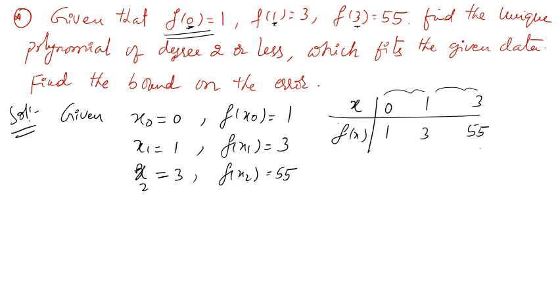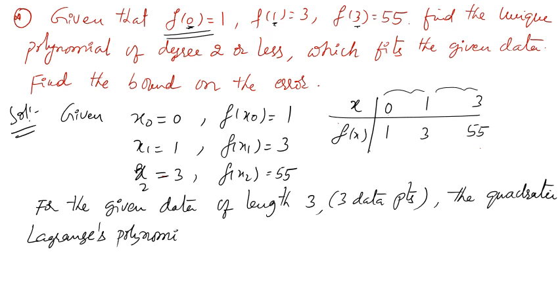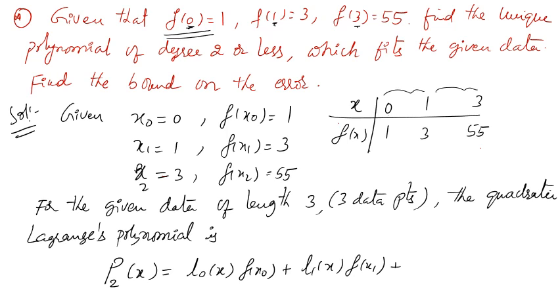Now what is the Lagrange's polynomial for the given data of length 3? What does length 3 mean? 3 data points are given, nothing but x0, f0, x1, f1, x2, f2, like that. For 3 data points, the quadratic Lagrange's polynomial is, what is the formula? P2 of x one can write, right? P2 of x equal to L0 of x into f of x0 plus L1 of x into f of x1 plus L2 of x into f of x2. This is equation 1.